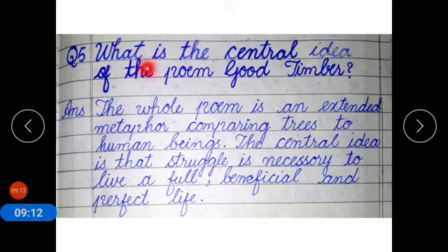Question number 5. What is the central idea of the poem Good Timber? The whole poem is an extended metaphor comparing trees to human beings. The central idea is that struggle is necessary to live a full, beneficial and perfect life. So, what is the main idea? Struggle is necessary to live a full, beneficial and perfect life.